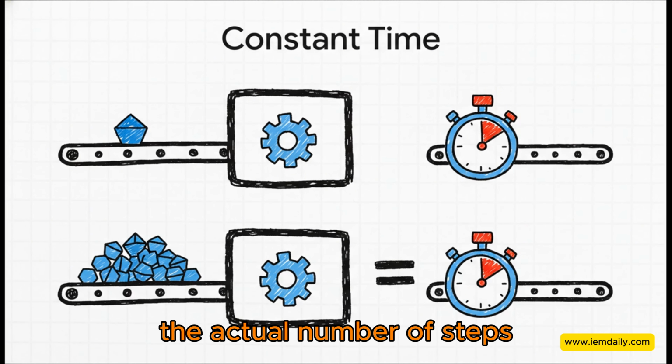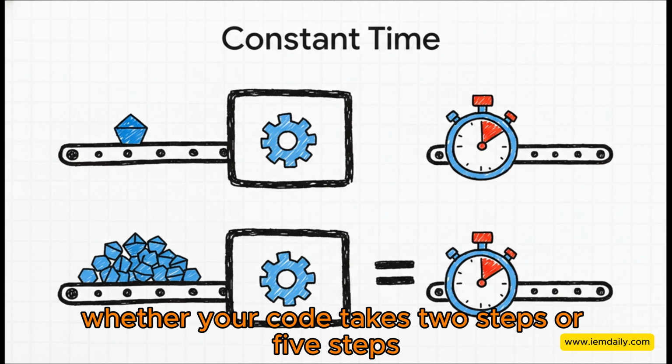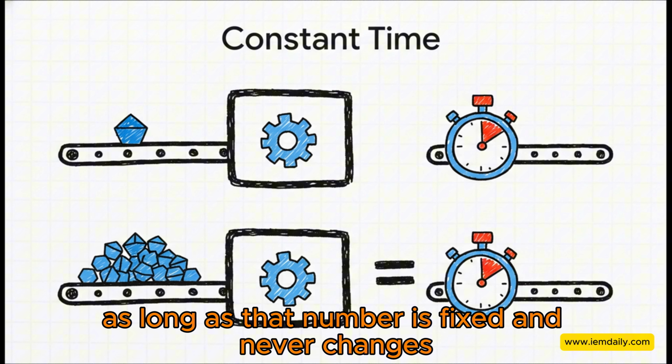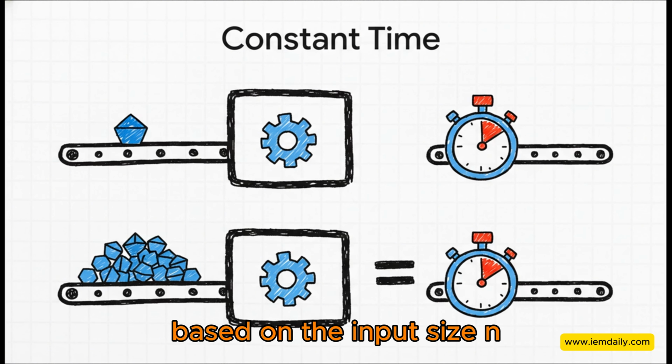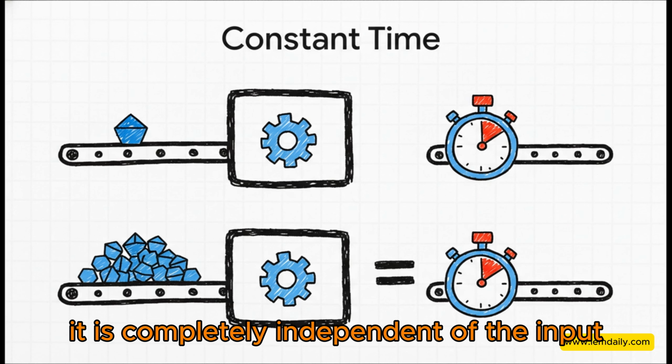And here's what's so important to get. The actual number of steps doesn't matter for the classification. Whether your code takes 2 steps or 5 steps or even 5,000 steps, as long as that number is fixed and never changes based on the input size n, it's still constant time. It is completely independent of the input.